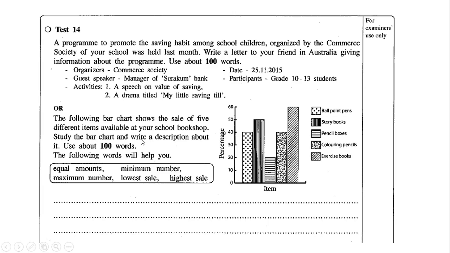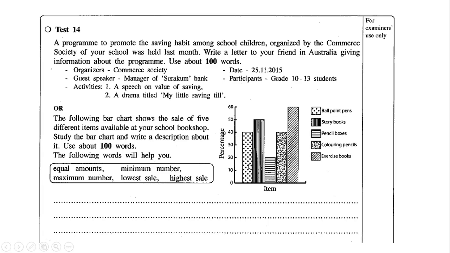Or else you can select this one. The following bar chart shows the sales of 5 different items available at your school bookshop. Study the bar chart and write a description about it. Use about 100 words. The following words will help you. They have given you a list of words. You have to use them when you are writing the description.